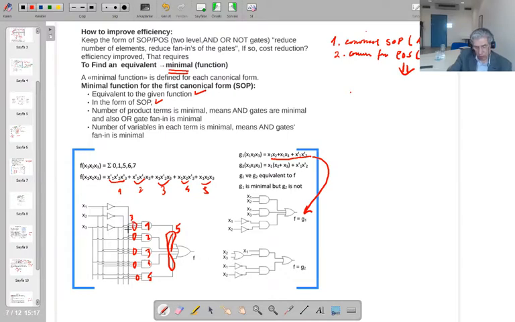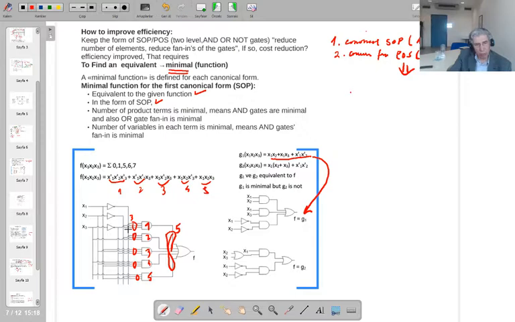So let me repeat it now. I mentioned mathematically a minimal function. I said this minimal function is, first of all, going to be equivalent to the given function of the truth table. And then we said the number of product terms should be minimal. At the same time, the number of elements in each product term must be minimal.